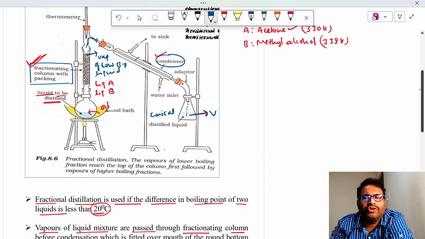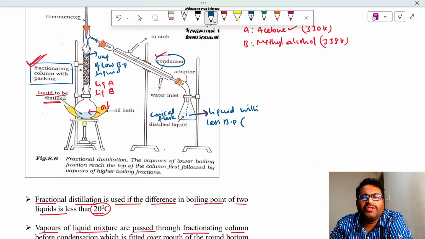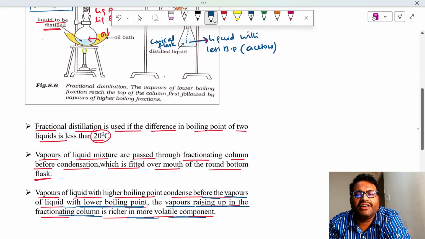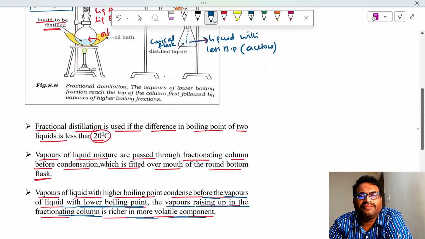What is that? Conical flask, and you will find liquid here. Liquid with which liquid? Liquid with less boiling point. Which liquid here? This is acetone. Acetone has a lower boiling point, so you will get acetone liquid here.